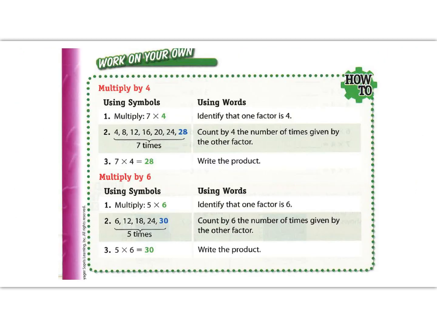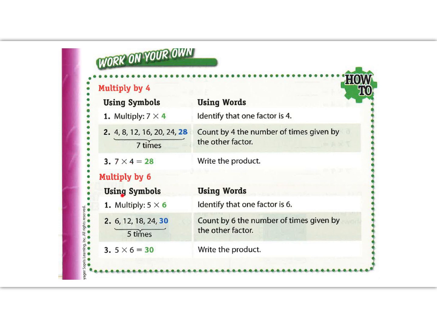All right, so if we look here, multiply by 4 using words and symbols. Multiply 7 times 4. Identify that one factor is 4. So then we would count by 4 the number of times given by the other factor. So we would count 7 times. 1, 2, 3, 4, 5, 6, 7. So then you write the product. Remember, the answer of a multiplication problem is the product. These are the factors. So 7 times 4 is 28.